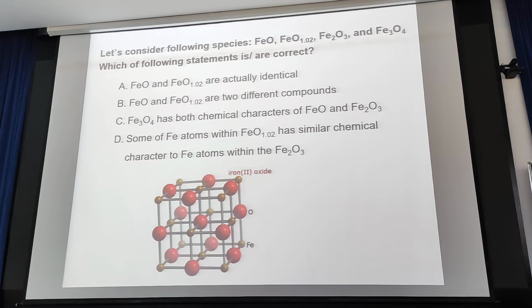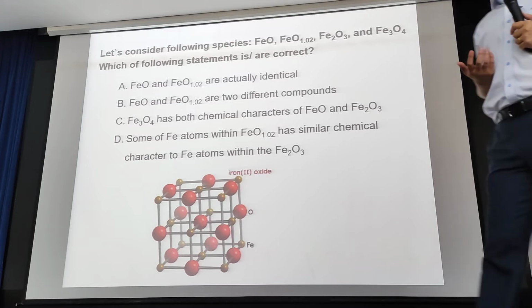Okay. So the B will be correct or not correct? No, not correct. They are two different compounds. So A is not correct, right? Yes. A is not correct because they are not identical. So is B correct or not? No. But they are not identical, they are not different. So what I mean? They have the same compound. They have iron and oxygen. Huh?